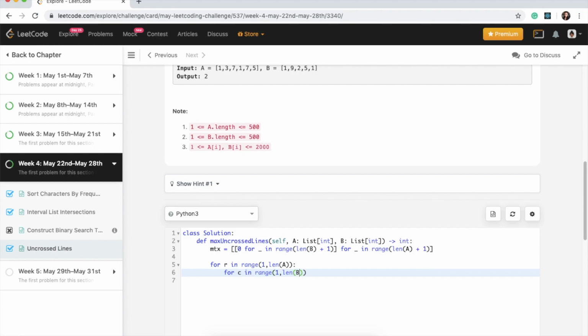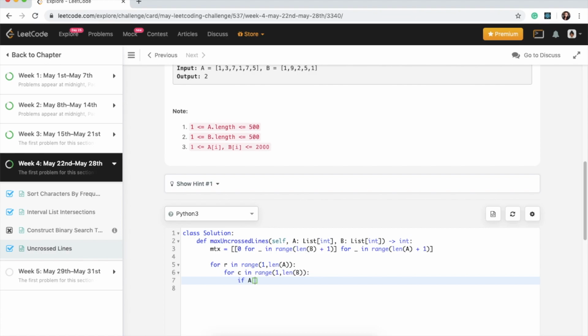So capital B, okay? And what we want to do here is go through two major cases. If the numbers match, then we want to add 1 to that value. And if they don't match, we want to take the maximum from the left and above us. So let's first go ahead with the first case, which is if the values match.